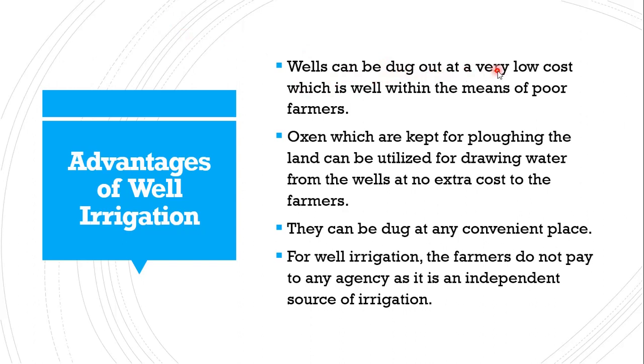Wells can be dug at very low cost. When we say very low cost, it's in comparison with other methods of irrigation. As an individual, yes, you have to pay, but we are comparing with the other means of irrigation, and it is well within the means of a poor farmer. Then oxen which are kept for plowing the land can be utilized for drawing water. So the oxen are used for dual purpose, and they need not pay any extra cost.